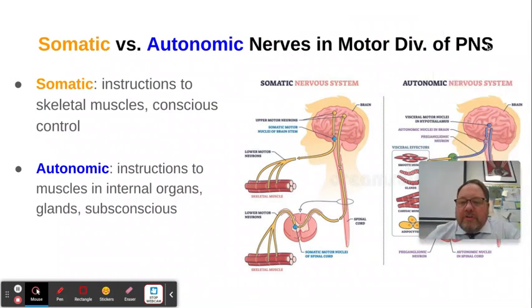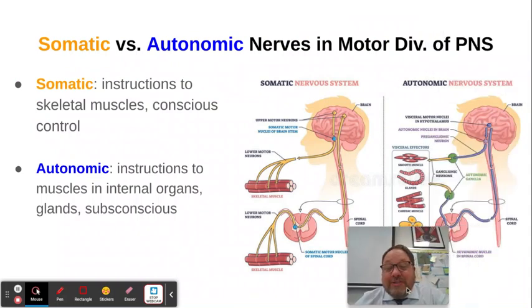Now, the motor division carries instructions to muscles and glands. The motor division is also subdivided into somatic or autonomic. The somatic is probably what you're most familiar with. That is carrying instructions to your muscles. So you have conscious control over your muscles. So the somatic division, you consciously control.